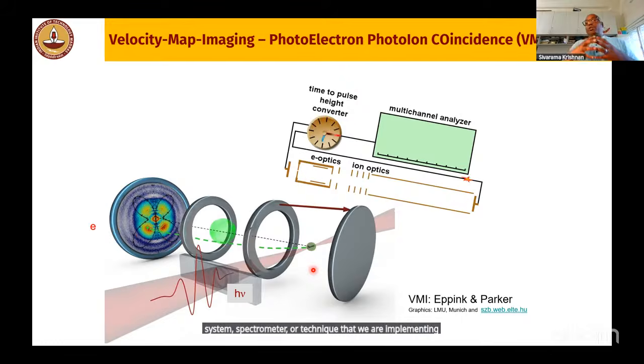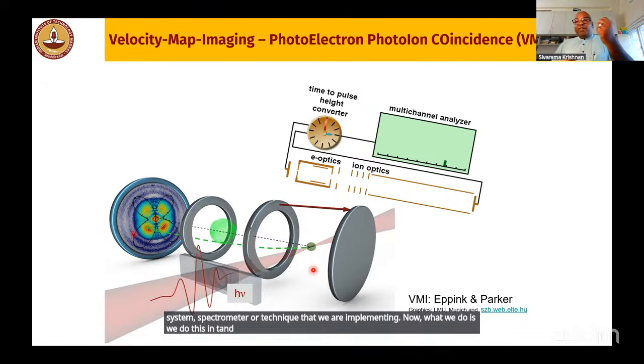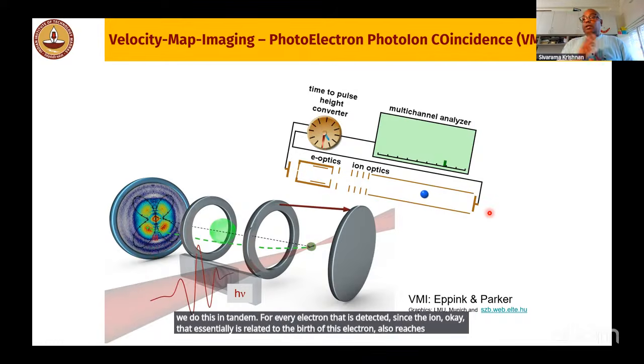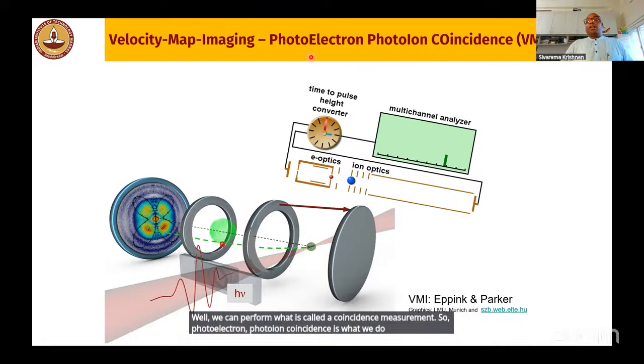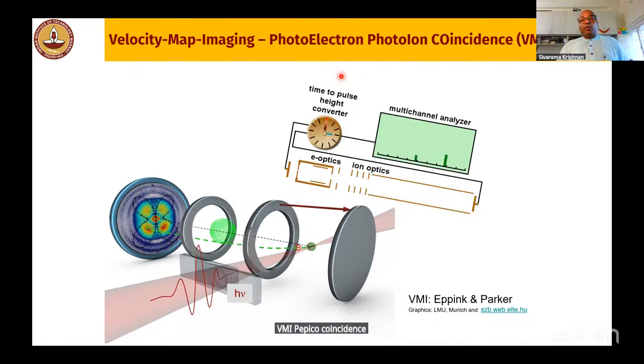Now, we do this in tandem. For every electron that is detected, the ion related to the birth of this electron also reaches its own corresponding detector and clock, so we can perform what is called a coincidence measurement. Photoelectron, photoion coincidence is what we do. Since we image the electrons using this velocity mapping technique, this is the VMI PEPICO technique. So VMI PEPICO coincidence spectroscopy is our go-to technique.